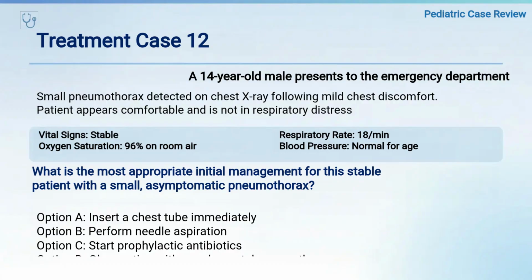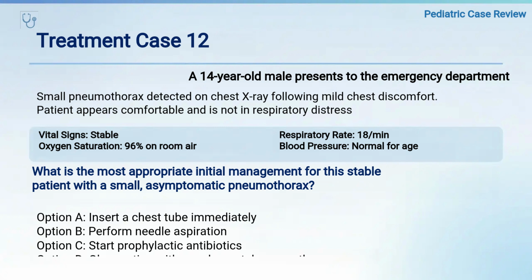Case 12. Treatment case. A 14-year-old male presents to the emergency department. A small pneumothorax is detected on chest X-ray following mild chest discomfort. The patient appears comfortable and is not in respiratory distress. Vital signs: stable, oxygen saturation 96% on room air, respiratory rate 18 per minute, blood pressure normal for age. What is the most appropriate initial management for this stable patient with a small, asymptomatic pneumothorax?